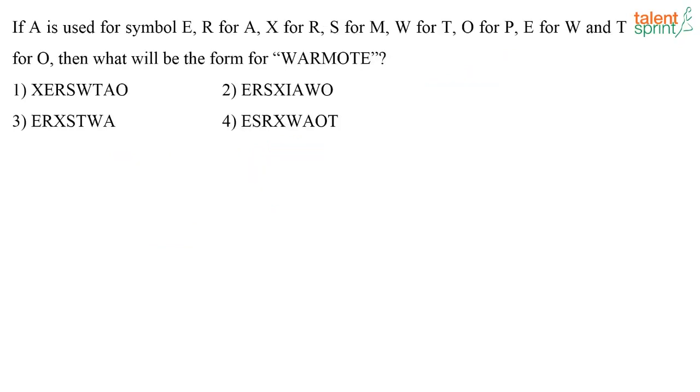So what's the answer for this one? What is given here? If A is used for symbol E, R for A, X for R, S for M, W for T, O for P and E for W and T for O, then what will be the form of WARMOTE?